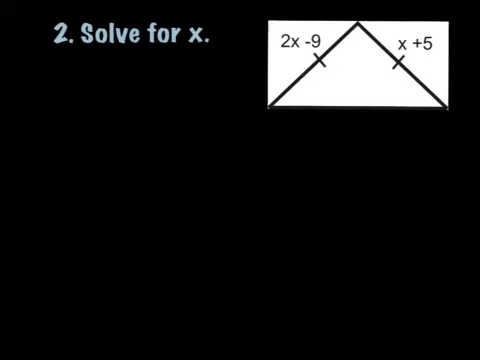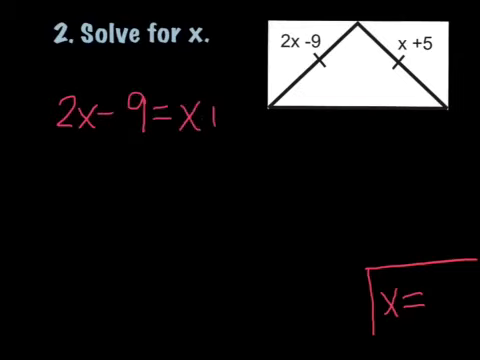Okay, do you know what this type of triangle is? Well, if you're thinking isosceles, you are correct because you have 2 congruent sides. So we need to solve for x. So let me put a spot here for my answer. X equals. Now, we have 2 congruent sides. So we know that this is equal to this. So that's going to be the equation that we set up. So we know that 2x minus 9 is equal to x plus 5. And we just have to solve for x.